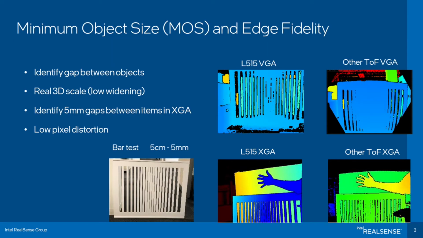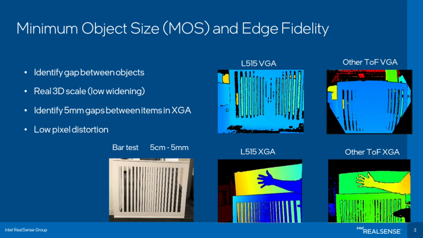L515 calculates depth per pixel and does not average depth over multiple pixels like other time-of-flight solutions. Comparing depth output of a flash-based time-of-flight camera with L515 LiDAR shows the advantage of L515 technology.